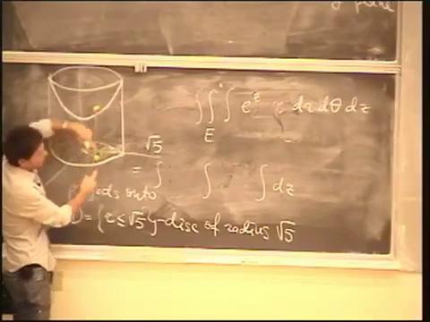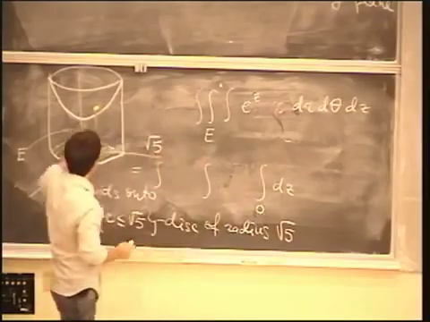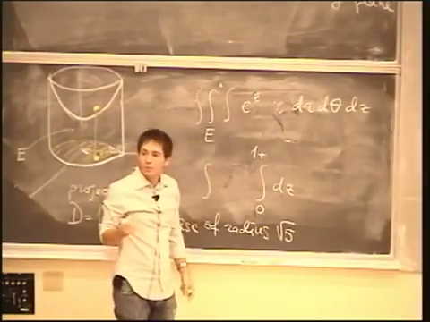Integrate from the bottom value to the top value. In this particular case, what does it mean? The z goes from 0 to this value. But what is this value? This value is going to be 1 plus, this is going to be the value of z on the paraboloid.